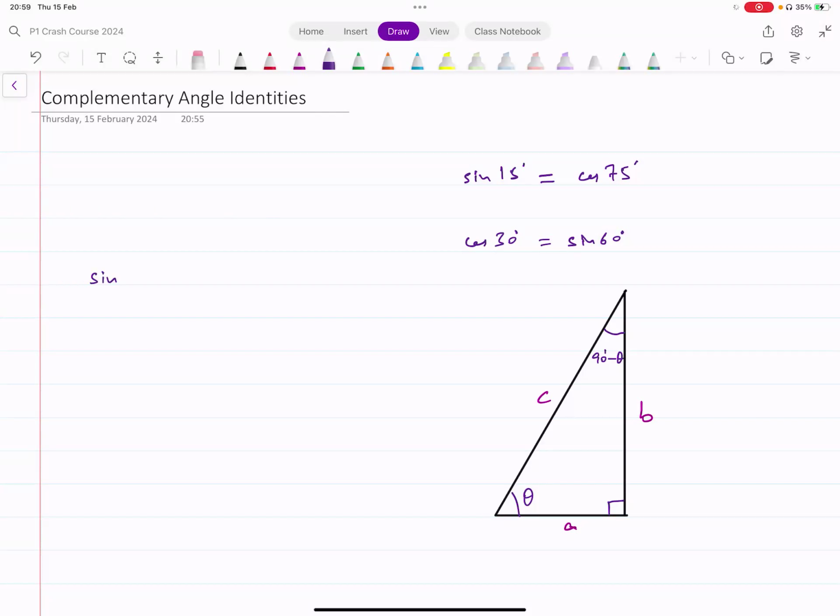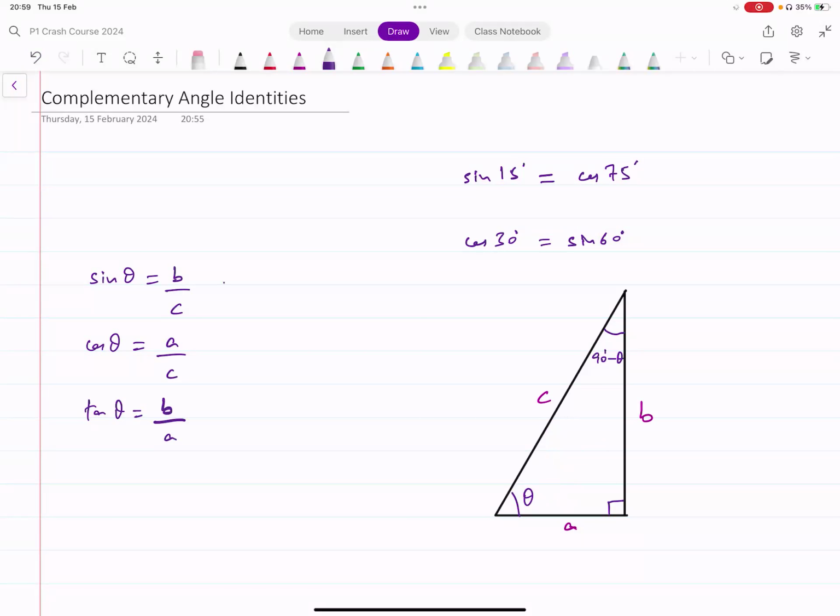What is sine of theta? Sine of theta is opposite over hypotenuse. That will be B over C. And then what is cos of theta? Cos of theta is adjacent over hypotenuse. That's A over C. And then what is tan of theta? Tan of theta is opposite over adjacent. That's B over A.